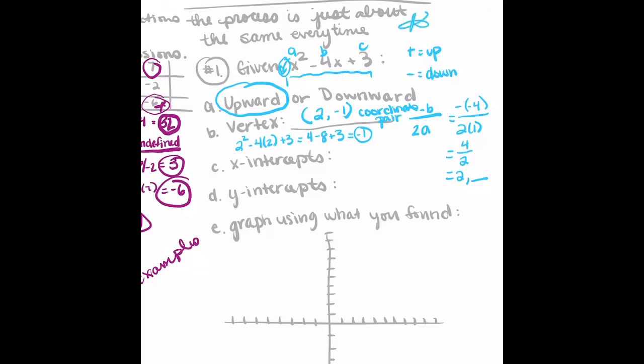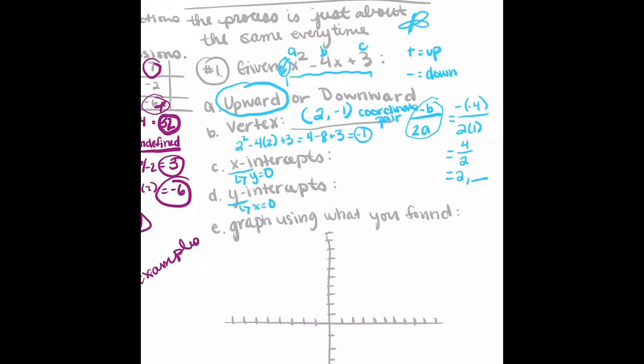And I put this note up here just to touch on quick. This process is pretty much the same every time. You're looking for the same things every single time. Up and down, the vertex, which is always negative b over 2a, and then our x-intercepts and our y-intercepts. So to find our x-intercepts, we want to plug in y equals 0. And to find our y-intercepts, we need to plug in x equals 0.